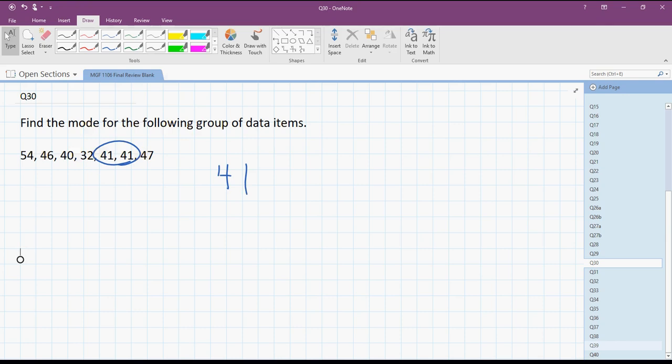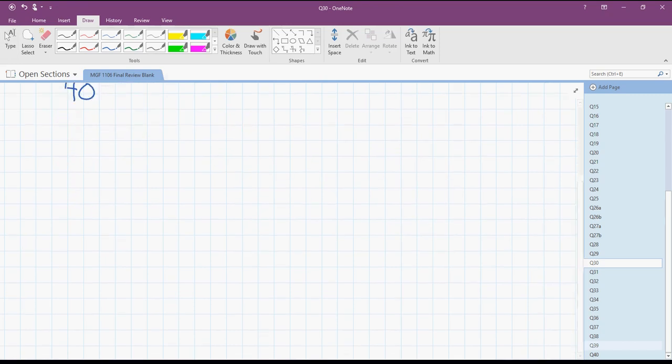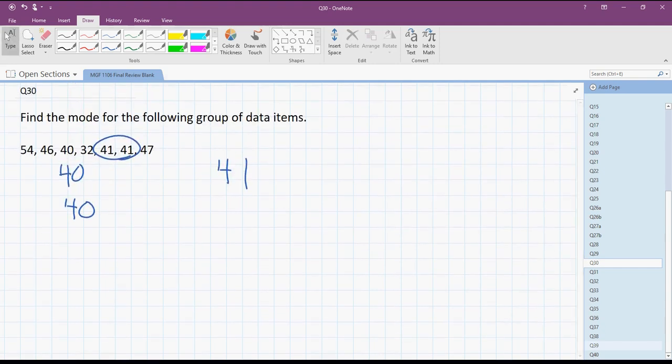Yeah, so just like what Brandon said, if there is another 40, then there are two modes, because 40 and 41 happen the same amount. But if there was another 40, then the mode is now 40, because that's the number that happens the most. Okay? It's not just about it repeating.